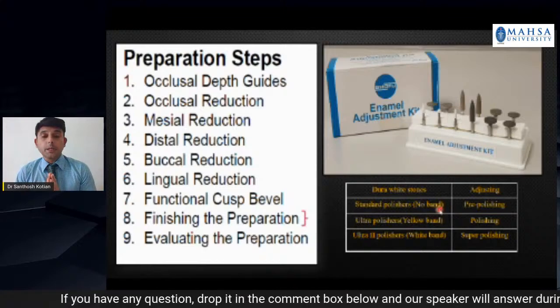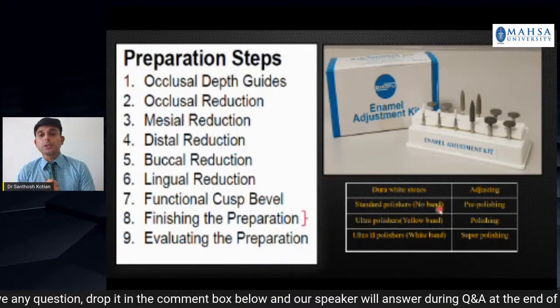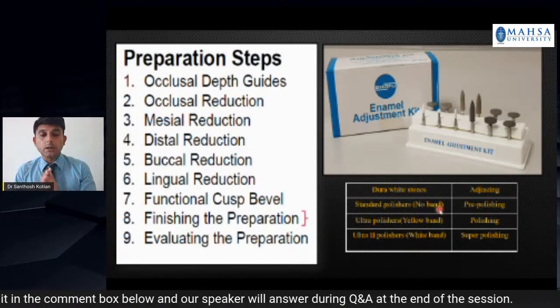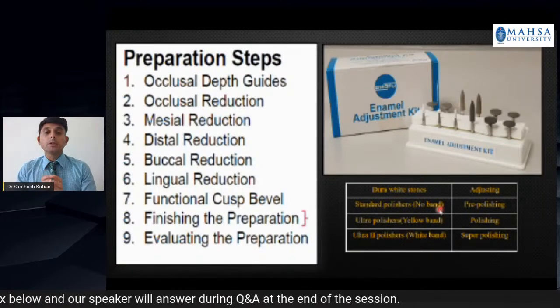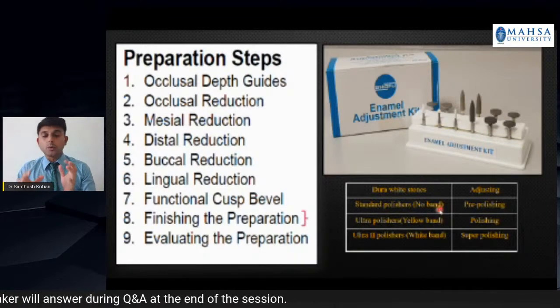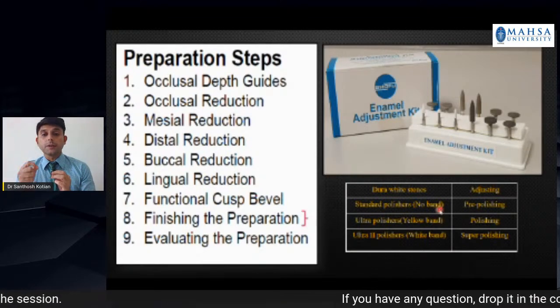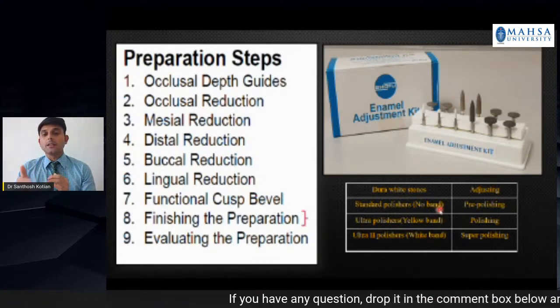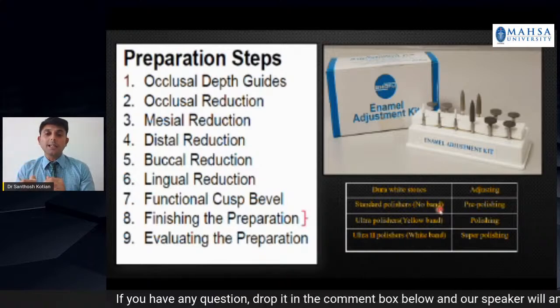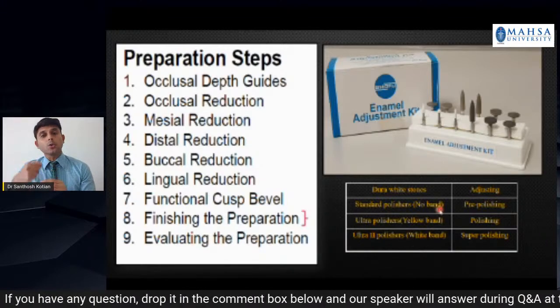Once your preparation is complete, analyze the preparation. Look from the top with one eye closed, and you should be able to see the entire finish line without moving your head. If in any particular area you're not able to see the finish line, that means that area needs some more reduction. So just mark that area and then do the reduction only in that area.